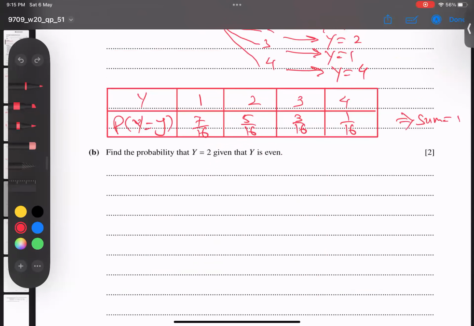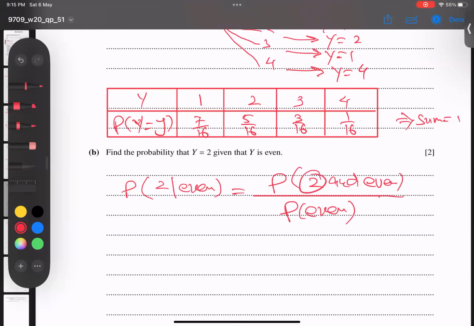Next part, sorry. Probability y is equal to 2, like if the score is 2, and given that y is even. Given that y is the score, it must be even. What comes after "given that" goes in the denominator. So the probability of an even number will come down, and the numerator is score is 2 and even number.